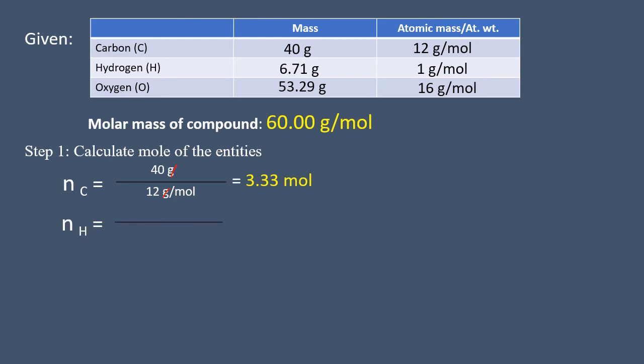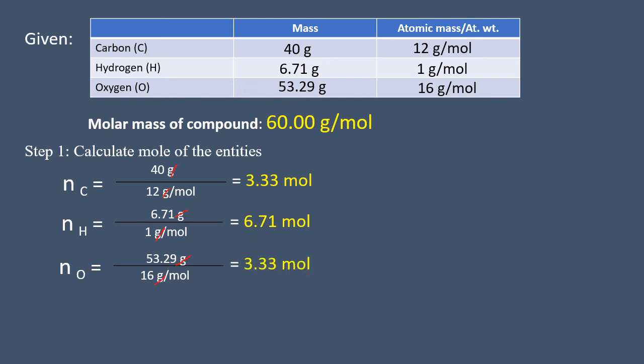3.33 mole. For mole of hydrogen, we have the mass of hydrogen is 6.71 gram divided by 1 gram per mole. So cancel gram together, and you will get 6.71 mole. For mole of oxygen, we have 53.29 gram divided by 16 gram per mole. Cancel gram together, and then the value is 3.33 mole.